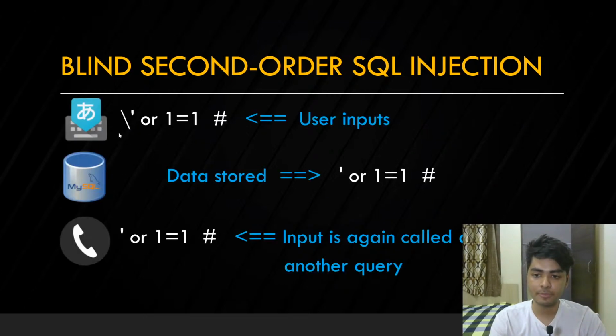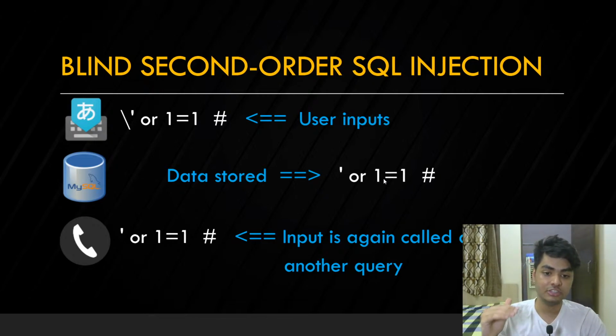Which means, suppose you have an input called title, where you have inputted something like a quote or 1 equal to 1, and then a comment like hash. But when this input goes to your SQL query, it escapes your quote, as you can see. But when it is stored into the database, it is stored in the original format, the way you have written it.